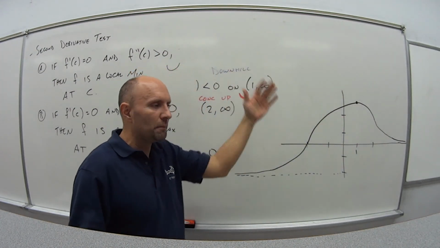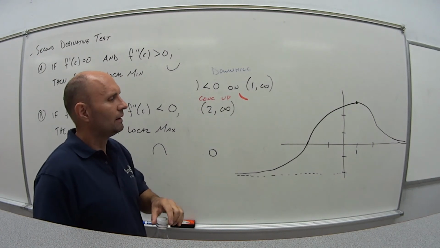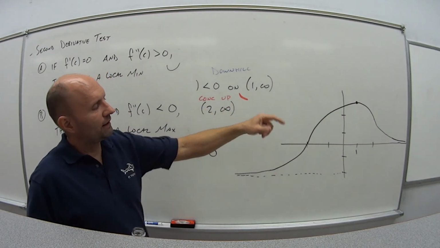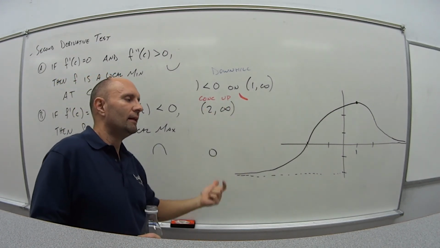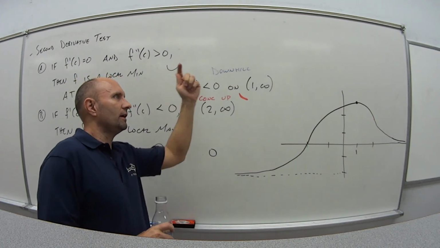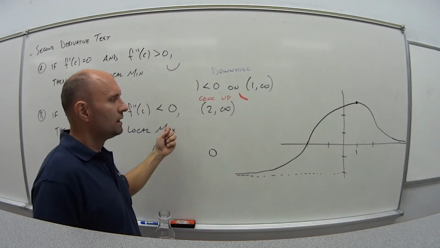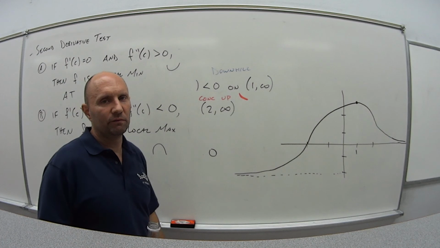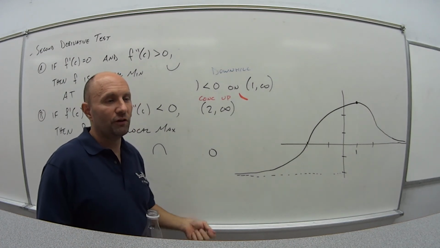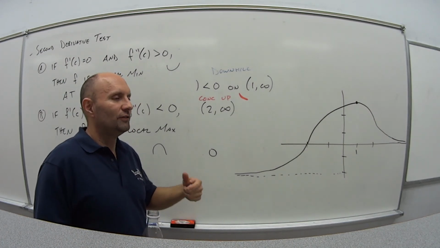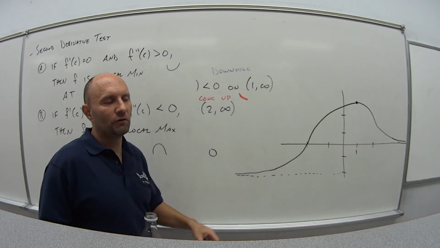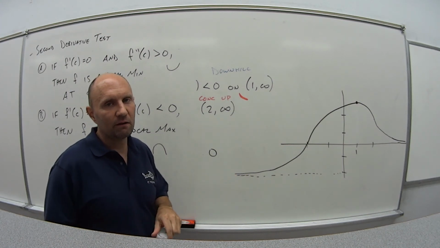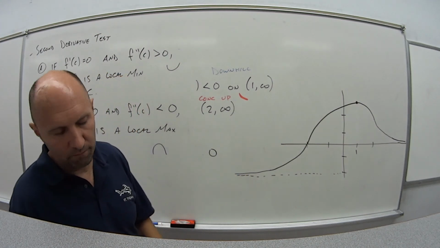So unlike having to build that giant table, and here's my critical points, and let's use the table to figure out, is it increasing, is it decreasing, is it local max, is it local min, you can just do this second derivative test. Find where it's 0, our critical points, take the second derivative, plug those numbers in, and if it's positive or negative, it tells us if it's a local max or min.